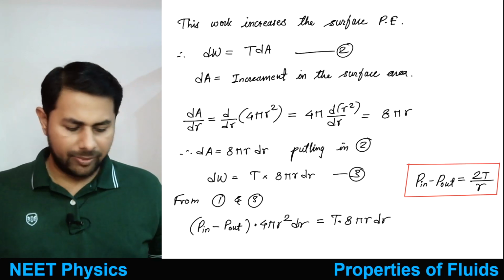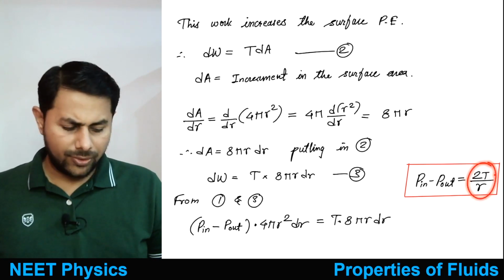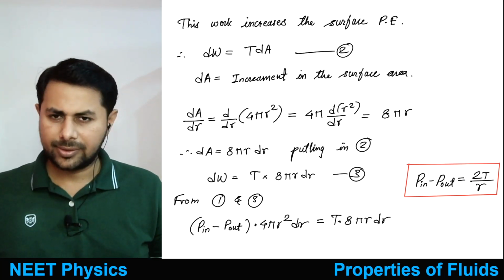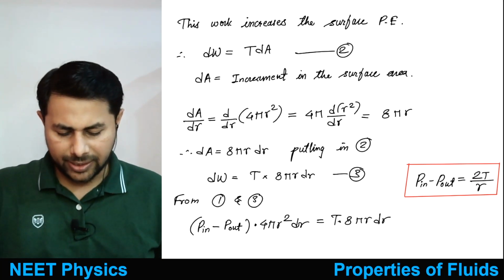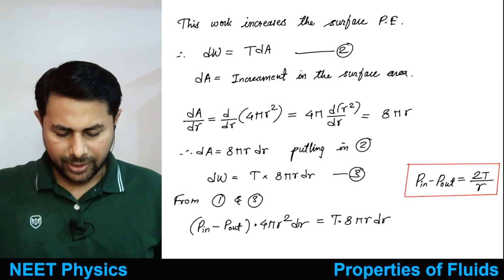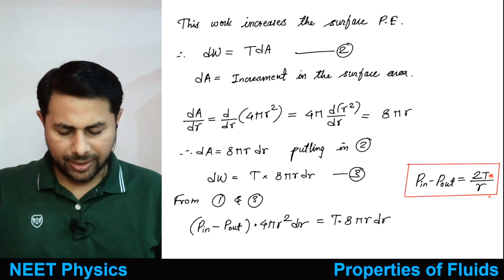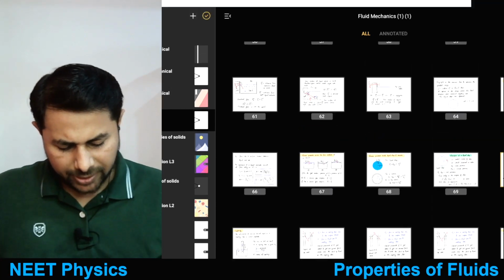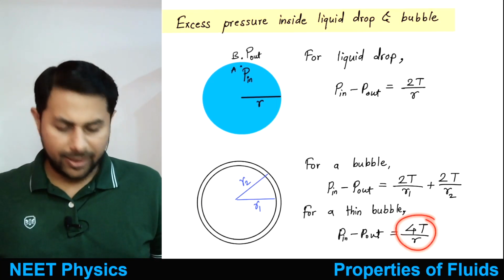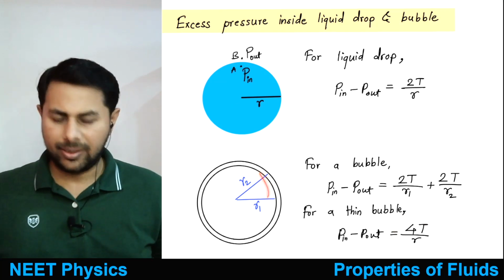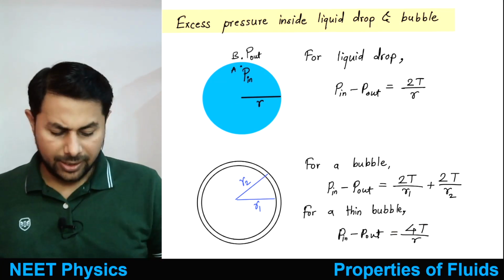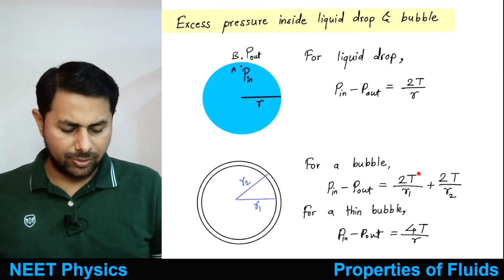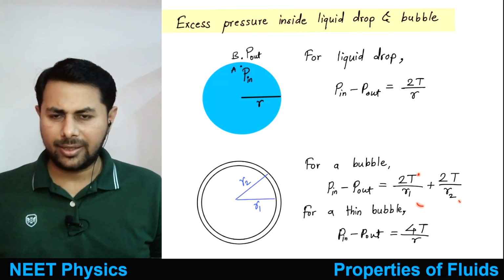But now nobody will ask you this derivation. So what you need to remember is P in minus P out means the pressure difference between the inside and outside of a spherical drop, which is equal to 2T divided by R. And if it is a bubble, then the pressure difference is 4T by R if it is a thin bubble, and if a bubble has some thickness, meaning inner and outer radius are different, then it is 2T by R1 plus 2T divided by R2.